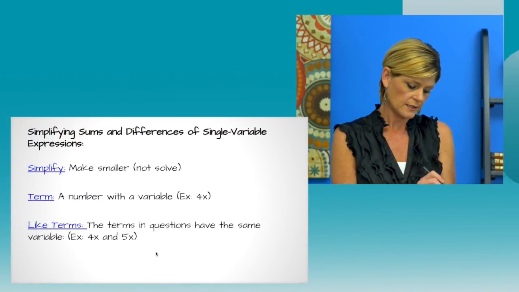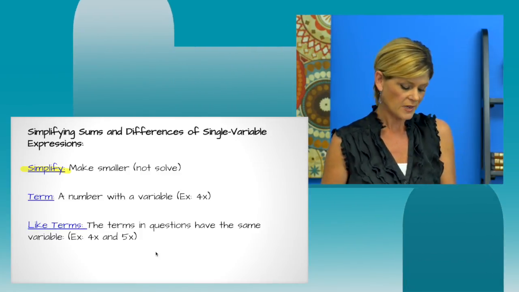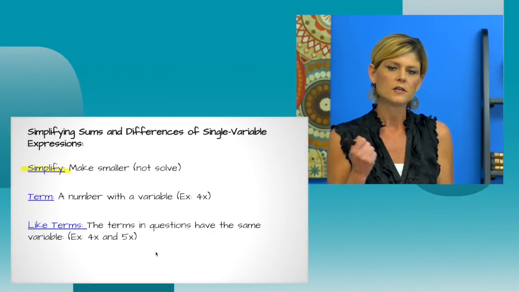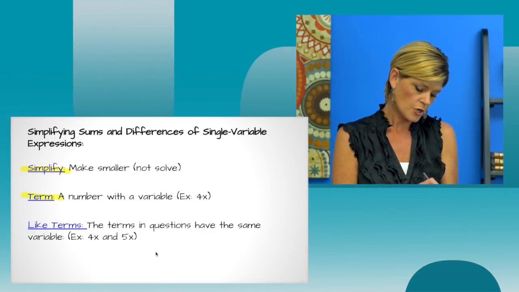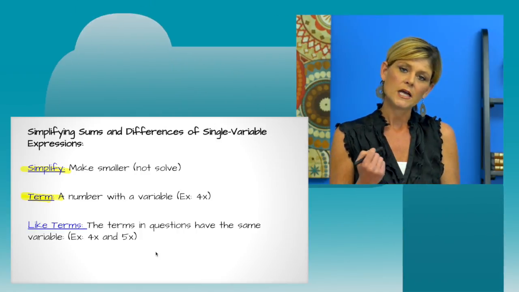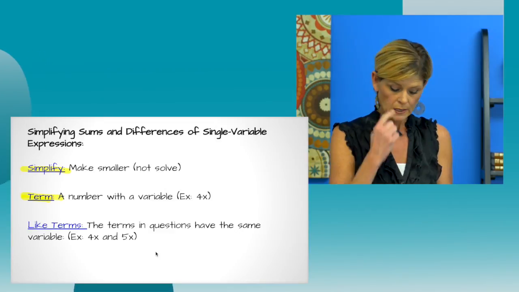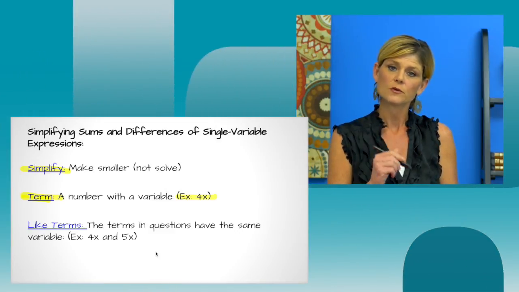Okay, so really quickly, I just want to take a minute and go over some of the terms and the words that we've been using lately. One of the words that we've been using a lot lately is the word simplify. We see the word simple in the word simplify, and it just simply means to make smaller, not necessarily solve, just make smaller. We've also used the word term a lot, and a term is a number with a variable, like 3x or 2t. The example I have here is 4x.